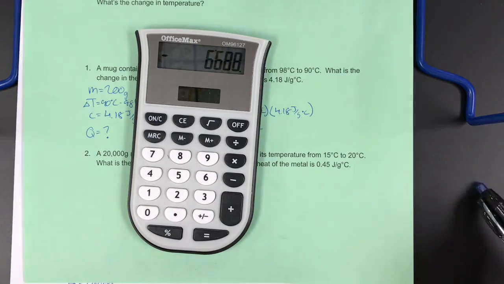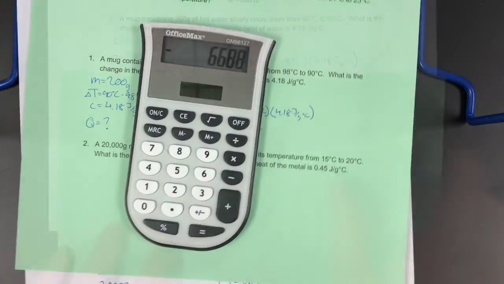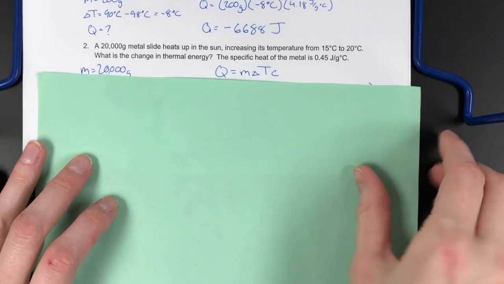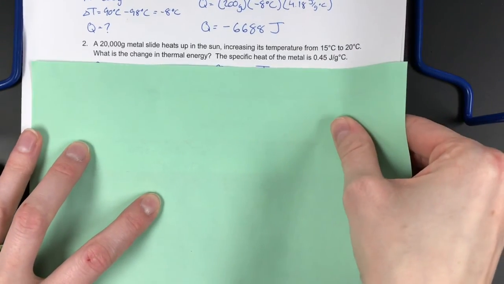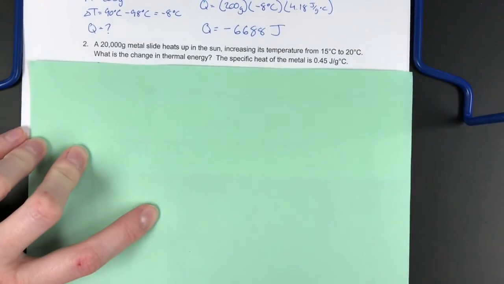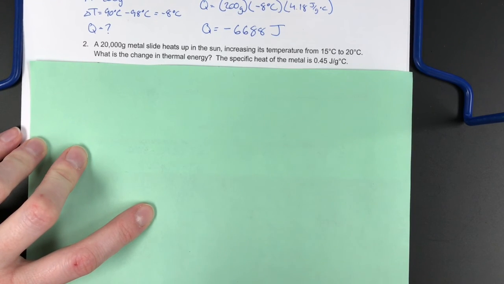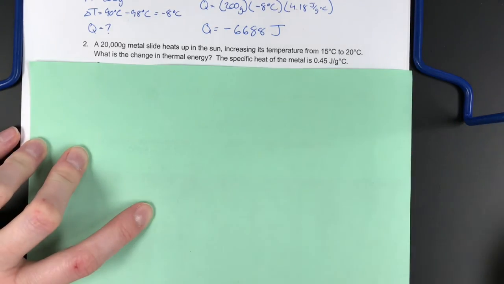Why don't you try the next one on your own and then we'll check it. All right, where are we at? A 20,000 gram metal slide heats up in the sun, increasing its temperature from 15 degrees Celsius to 20 degrees Celsius. What's the change in thermal energy? Specific heat of the metal is 0.45 joules per gram degree Celsius.